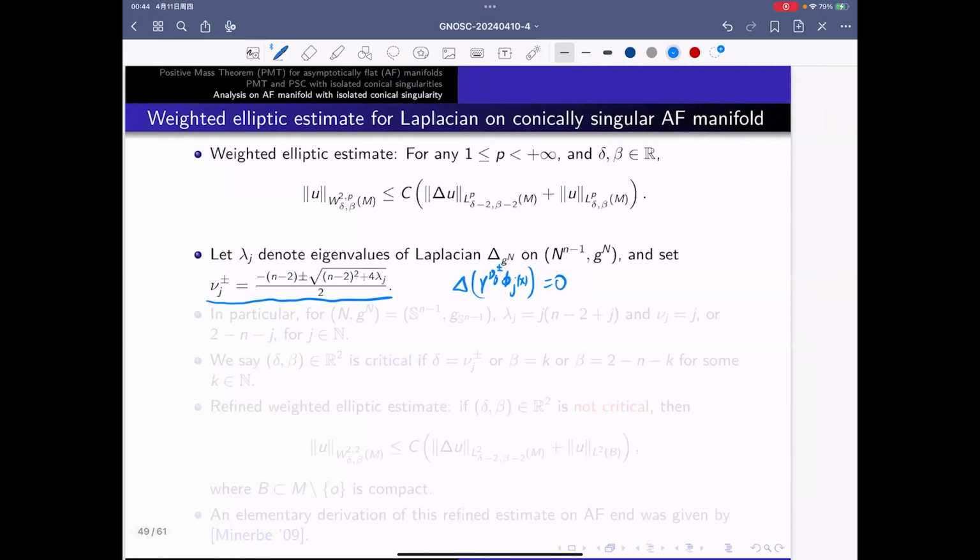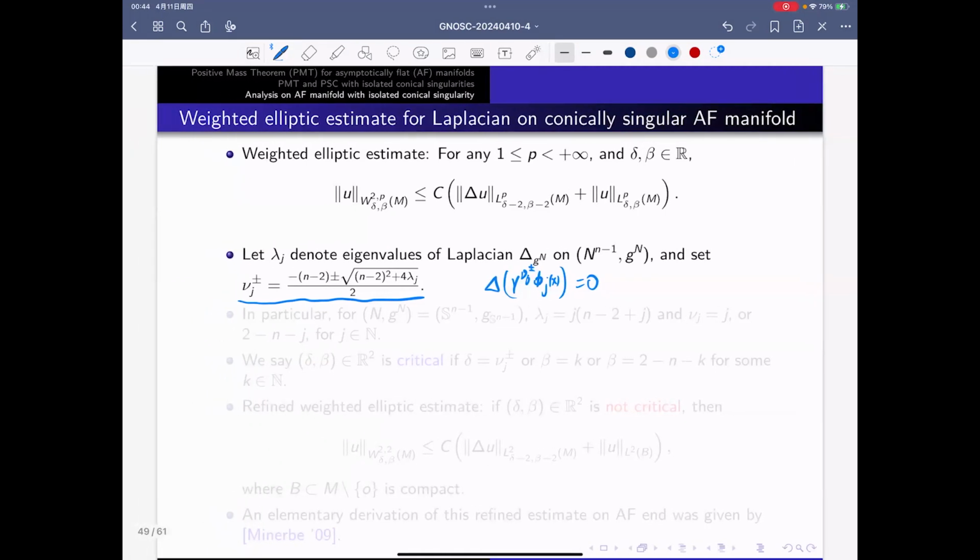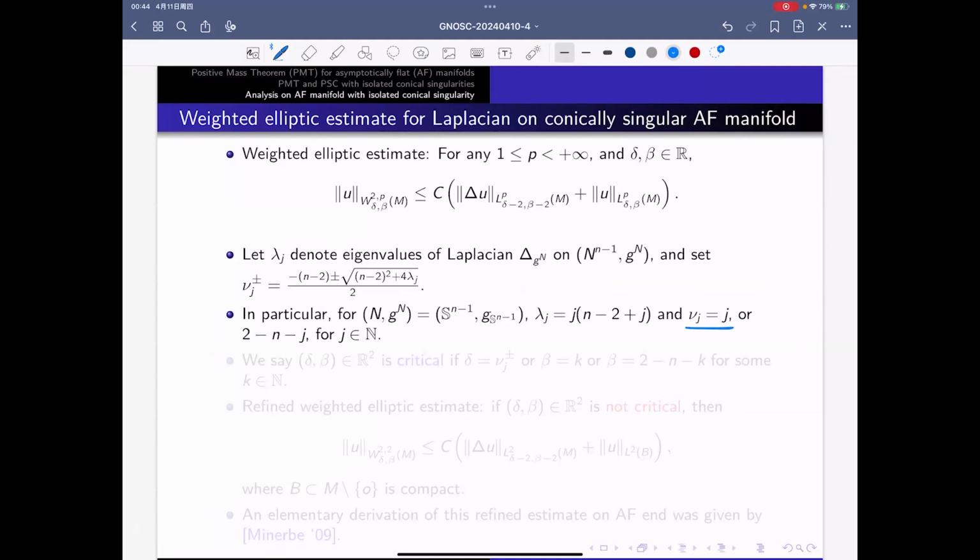And if the cross section is a standard sphere, the eigenvalues are clear, so we can get mu g plus or minus will be g or 2 minus n minus g. So then we say the index delta beta is critical if that's critical at the conic singularity, or it's critical at the asymptotically flat end.